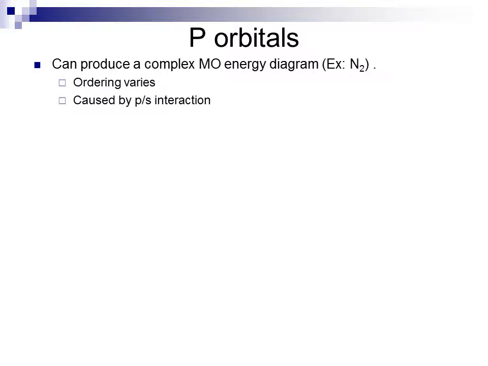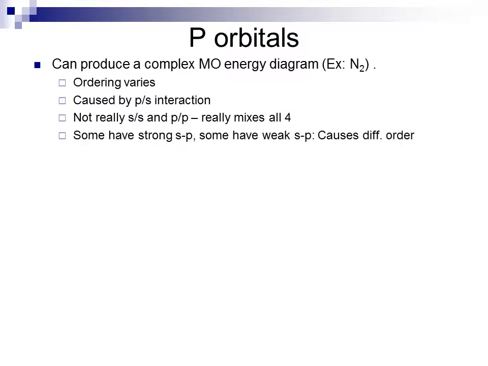So what we've been representing so far has been combination of s with s and p with p. But within a particular molecule, we don't really get that. We actually get what's more like taking the s and all 3 p's, mixing all 4 together to make 4 orbitals. And so it's a little bit different than what we're actually representing here. This causes some molecules to have strong sp interaction and some to have weak sp interaction. This difference causes a difference in the order of the molecular orbitals.